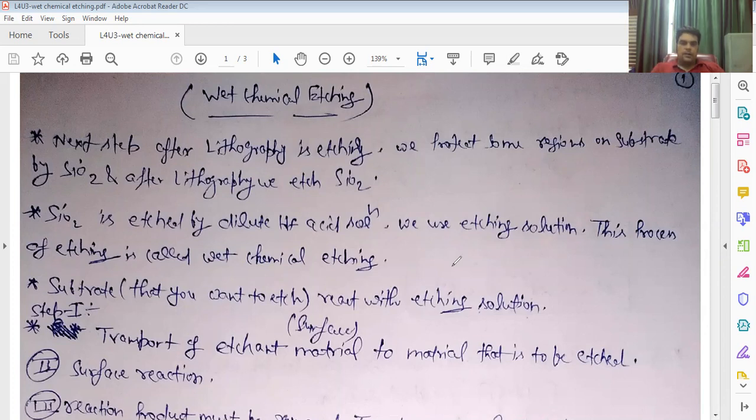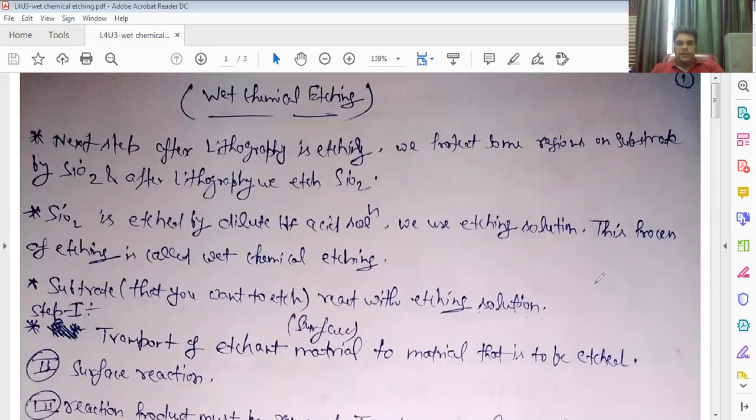So, what are the steps that are performed in etching? Etching is important. This is the step that was performed after lithography. Now, what are the things that happen here?